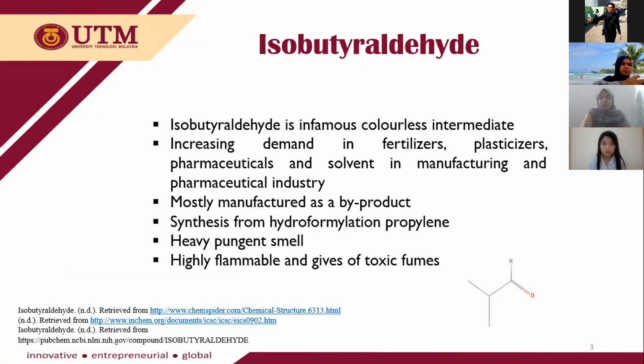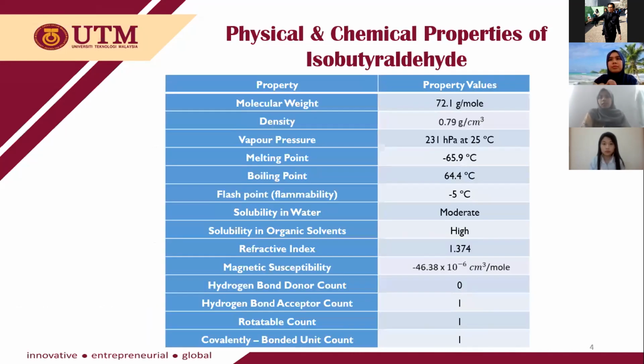Isobutylaldehyde is an infamous colorless intermediate and has become an important product due to demand in plasticizer, pharmaceuticals, fertilizer and many more. It is mostly manufactured as a byproduct and synthesized from hydroformylation of propylene. It has a heavy pungent smell and is highly flammable. This table shows detail on physical and chemical properties of isobutylaldehyde.